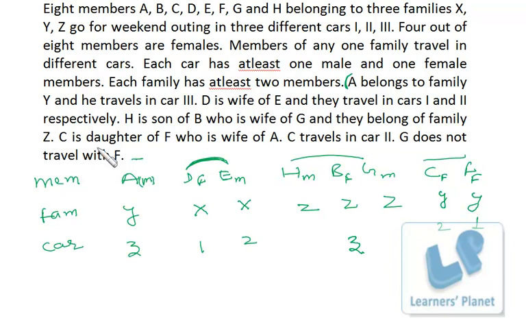Now G does not travel with F. That means if F is in car 1, G should be in car 2 or 3. But G cannot be in 3 because he is family with B. So G should be in car 2. That means H should be in car 1. Now the arrangement is complete. All the questions can be answered very easily in less than a minute. I hope you are clear, and we just look at the questions.